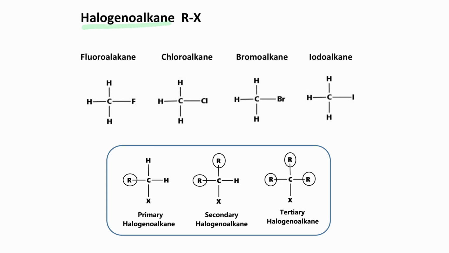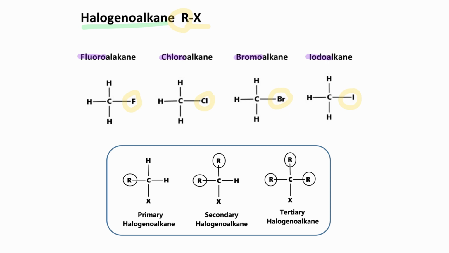So a halogenoalkane is where an alkyl group is bonded to a halogen from group 17. We can have fluorine bonded to the alkyl group, chlorine, bromine, or iodine. If it is fluorine bonded to the alkyl group, we call it fluoroalkane. Chlorine, it will be chloroalkane. Bromine, it will be bromoalkane. And lastly, we have iodine, where we call it iodoalkane.